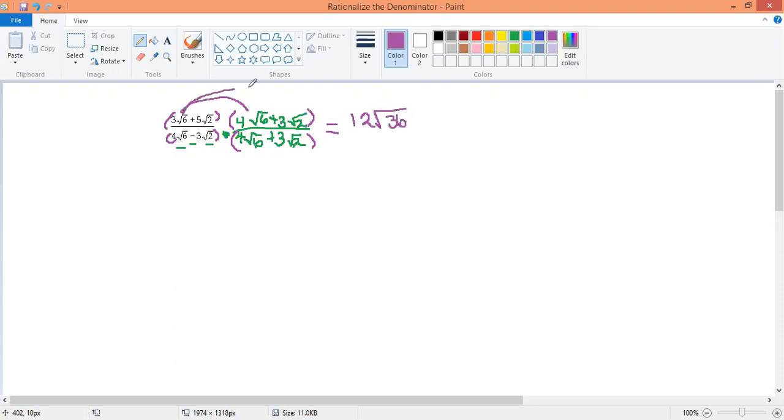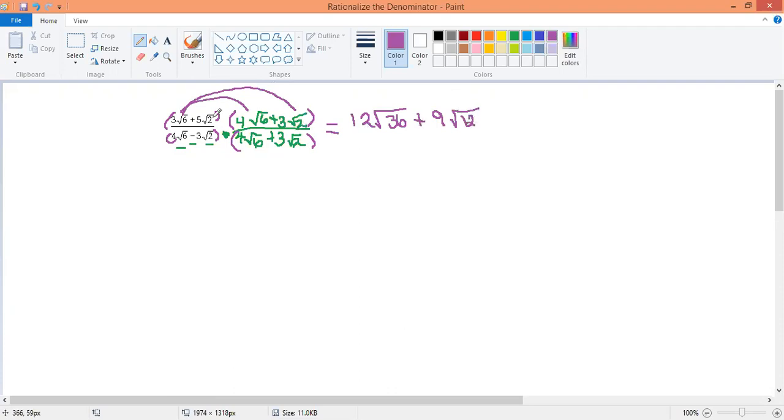That's first. Then I have to do the outer. 3 square root of 6 times 3 square root of 2. So I'm just going to say plus 3 times 3, which is 9. And then 6 times 2, which is 12. So that's square root of 12.